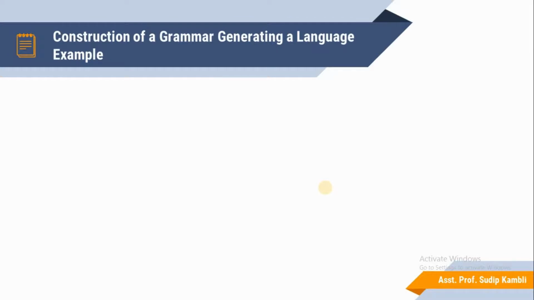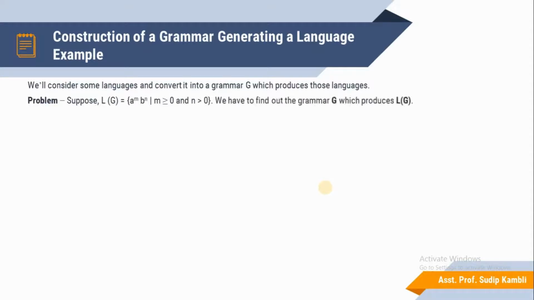We will consider some language and convert it into a grammar G which produces the language. So the problem here: suppose L of G is A raised to M and B raised to N, where M is greater than or equal to 0 and N is greater than 0. So we have to find the grammar G which produces the language of G.